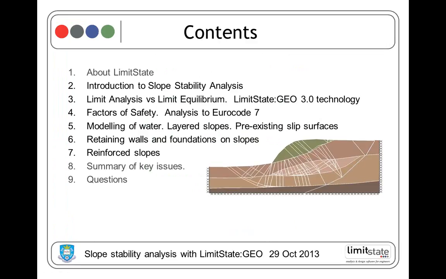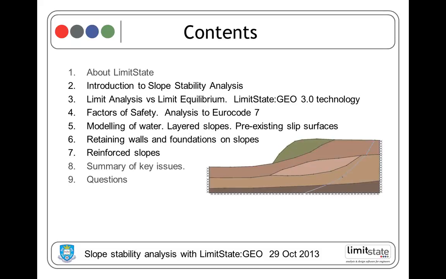So we'll run through a little bit of introduction to the background to the analysis methods used in this software, and look at how it determines factor of safety, how we can perhaps use it with design codes such as Eurocode 7, and using it with a range of different types of slope stability problems.